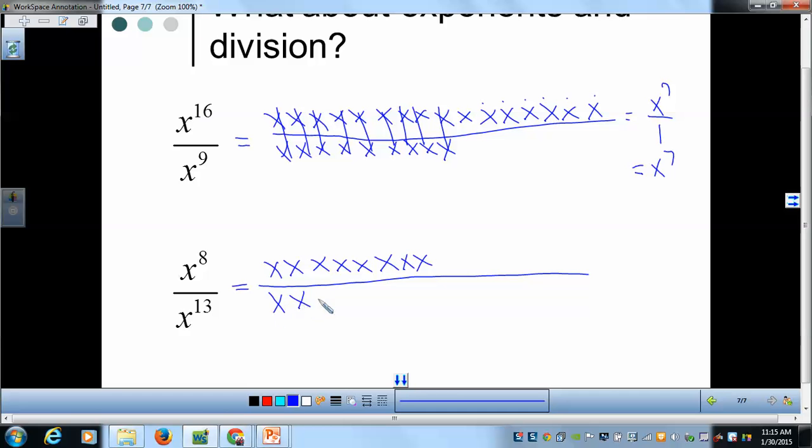And we have 13 x's in the denominator. Now, once again, x divided by x is 1, so the first 8 x's in the numerator divide with the first 8 x's in the denominator to give us 1. Well, notice, where are the remaining x's?